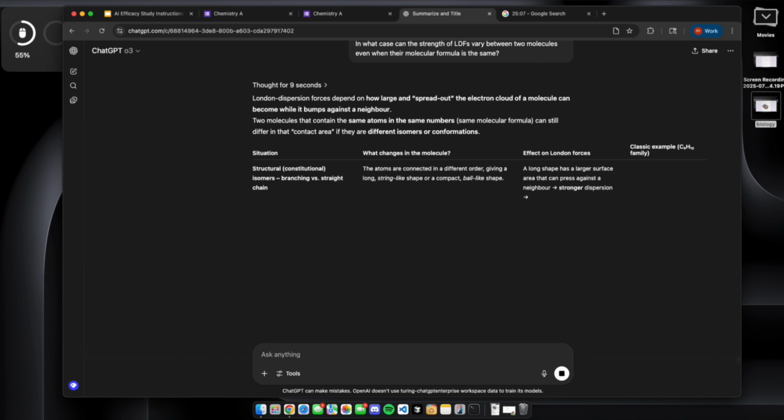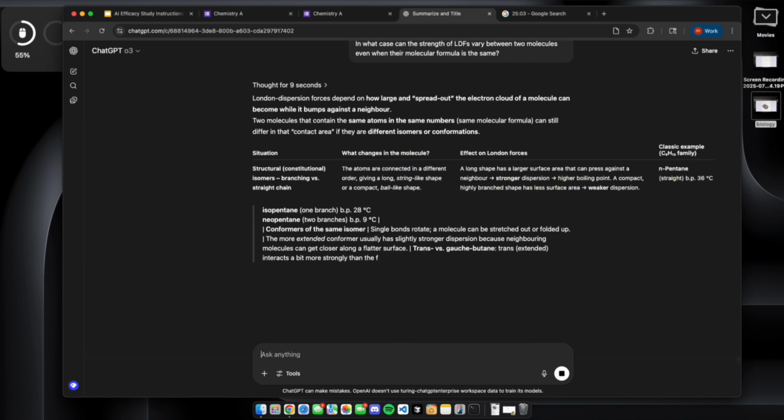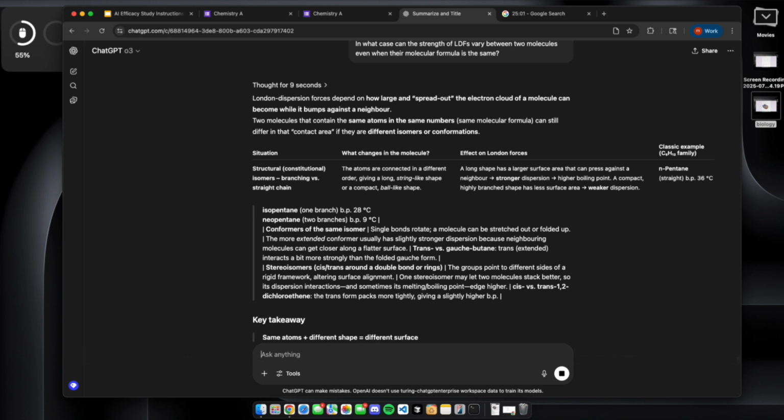London dispersion forces depend on how large and spread out the electron cloud of a molecule can become while it bumps against a neighbor. Two molecules that contain the same atoms in the same numbers can still differ in that contact area if they are different isomers or conformations. Isopentane, neopentane, conformers of the same isomer, single bonds rotate.